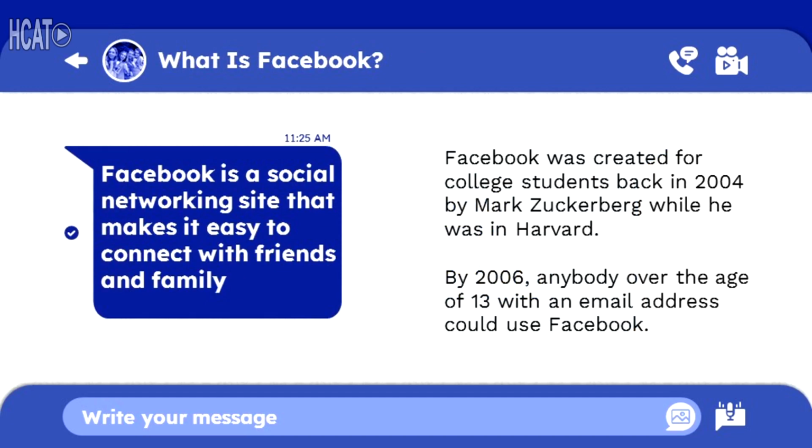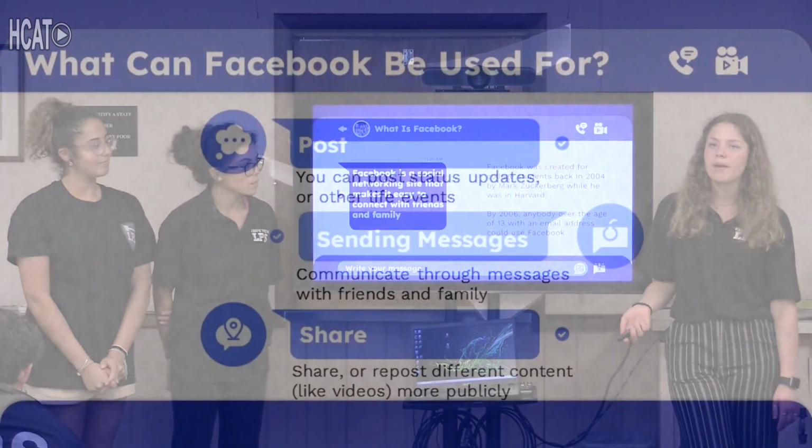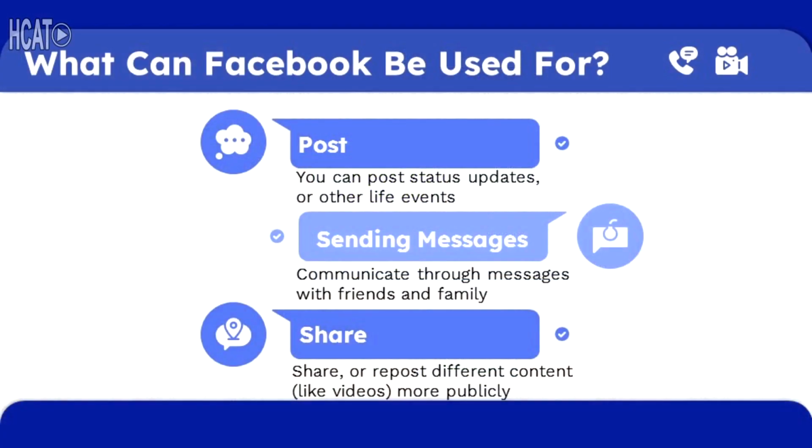It was originally developed in 2004 by Mark Zuckerberg, specifically for college students, but by 2006, anybody over the age of 13 with an email could download the app. These are some of its main features, or what you can use it for. You can post status updates or other life events. You can send messages to friends and family, and you can share or repost different content like videos more publicly.